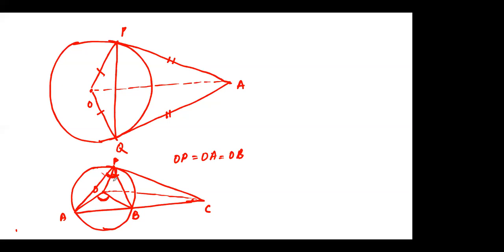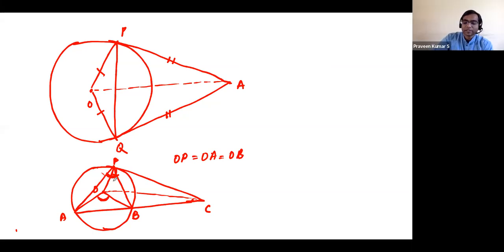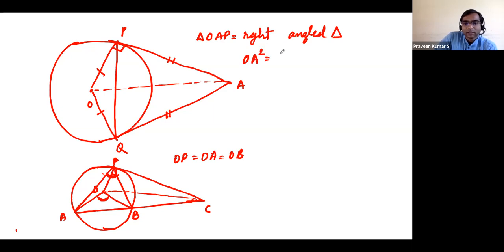Excuse me, sir. Sir, can you give any example of calculating the length of tangents? Yeah, so calculating the length of a tangent. See this, if you take this scenario, now I have mentioned that triangle OAP is a right angle triangle. Am I right? So here, in this right angle triangle, can I say OA square is equal to OP square plus PA square?